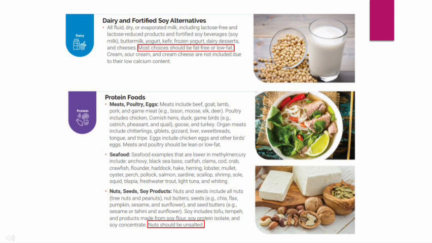Patients should be encouraged to limit processed meats like hot dogs, sausages, and bacon. Instead, they can choose fish, beans, or lean cuts of meat. Seafood is also important because it contains healthy fats, particularly omega-3 fatty acids. Another important group is nuts and seeds. These provide healthy fats and additional nutrients.